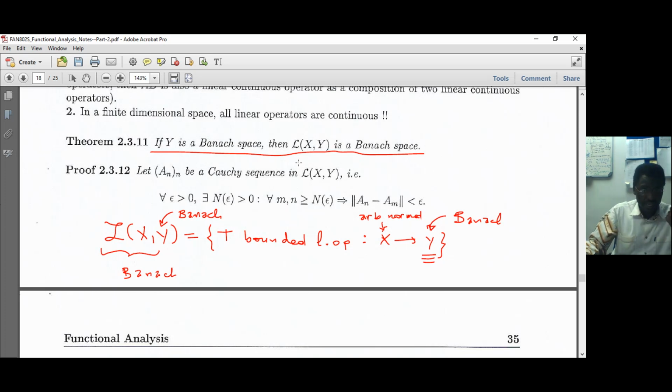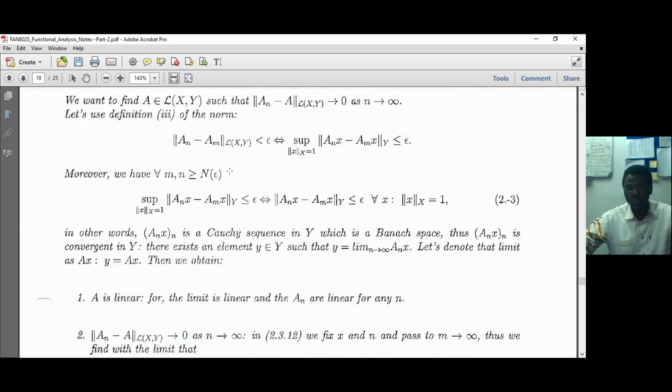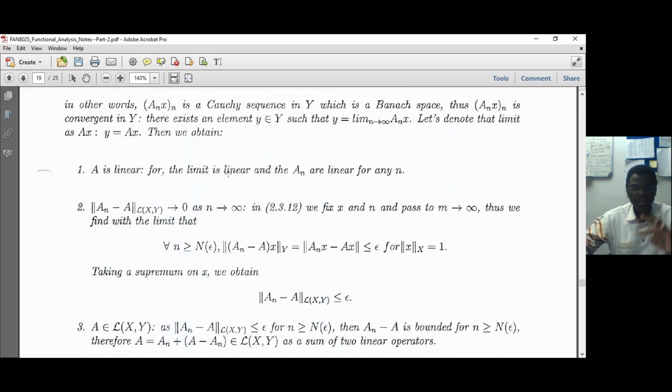But we know that R is Banach. So if we fix Y equal to R, you have a Banach space. So L(X, R) will always be Banach, even if X is not a Banach space. And when Y is equal to R, we obtain what we call linear functionals or linear forms, depending on the textbook. So that is a good theorem, and we will use that later on to define what we call the dual of a space.